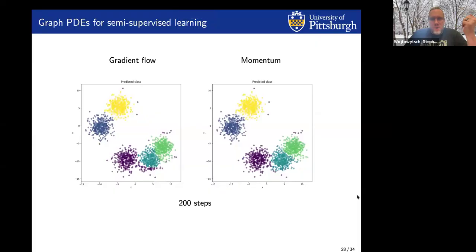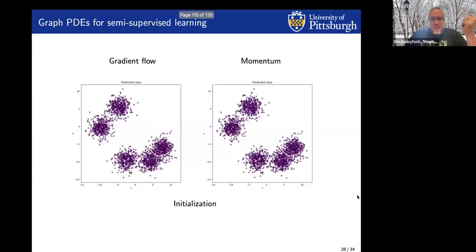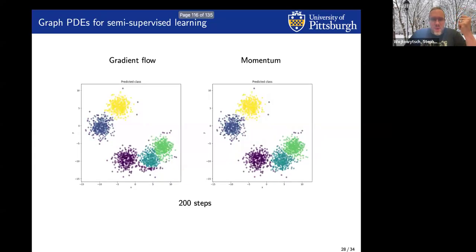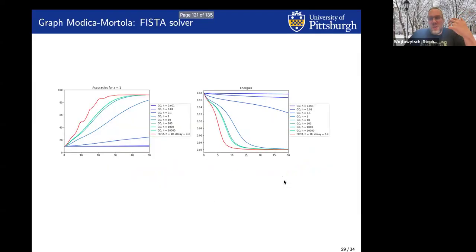Here we see, let's say, a semi-supervised learning problem. We've got a couple of labeled points, and with just a couple of labeled points, here the gradient flow stagnates a lot more and moves a lot slower, whereas the momentum method works much faster. Once again, with big time steps. So with large time steps and a suitable discretization, we actually get much better convergence, the red line, compared to the green-bluish lines.